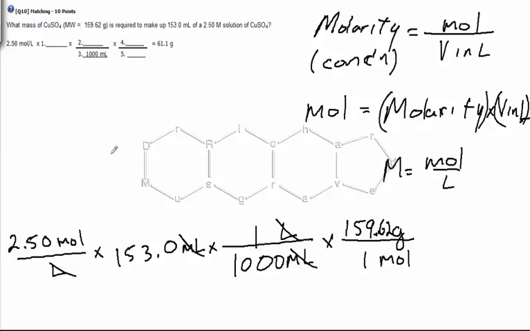Now as far as significant figures go, this has 5, this has 4, this has 3 significant figures, so my answer comes out to 3 significant figures. And that's how I get it.